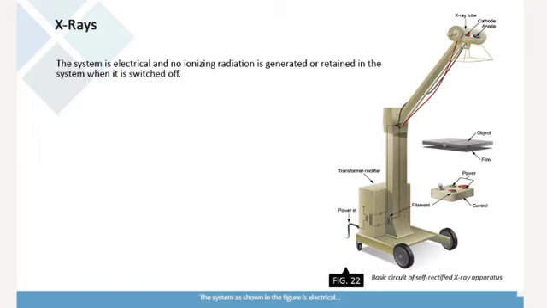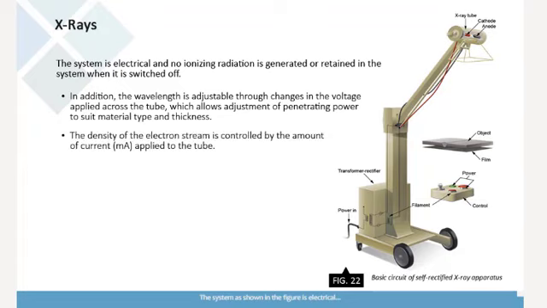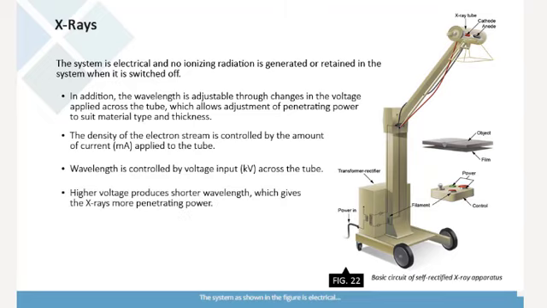The system is electrical and no ionizing radiation is generated or retained in the system when it is switched off. In addition, the wavelength is adjustable through changes in the voltage applied across the tube, which allows adjustment of penetrating power to suit material type and thickness. The density of the electron stream is controlled by the amount of current or milliamperes applied to the tube. Wavelength is controlled by voltage input across the tube. Higher voltage produces shorter wavelength, which gives the X-rays more penetrating power.